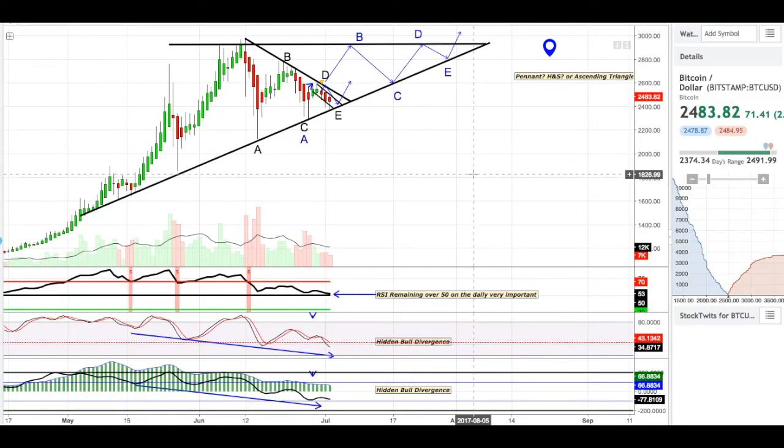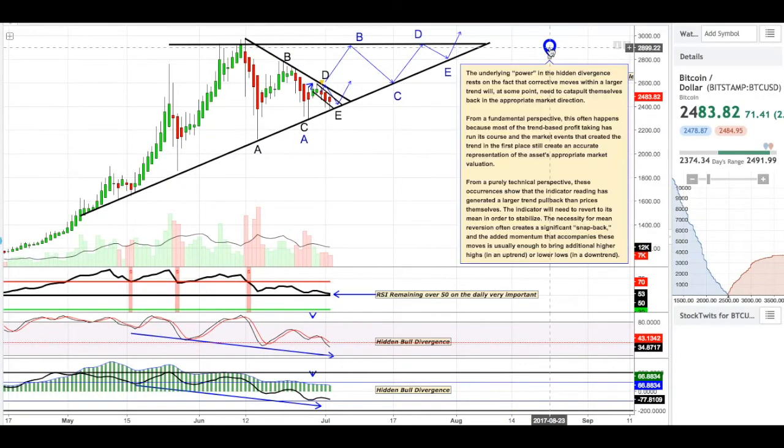So I have this bubble up here which kind of explains the psychology behind the hidden divergence. So I'm just going to read off here. The underlying power in the hidden divergence rests on the fact that corrective moves within a larger trend will, at some point, need to catapult themselves back to appropriate market direction. From a fundamental perspective, this often happens because most of the trend-based profit-taking has run its course, and the market events that created the trend in the first place still create an accurate representation of the asset's appropriate market valuation.